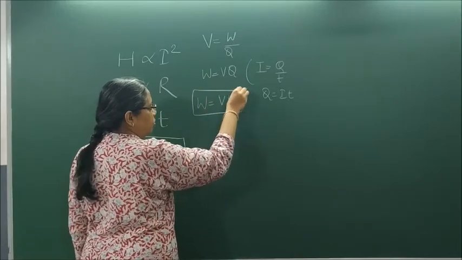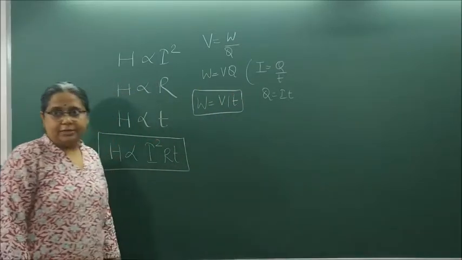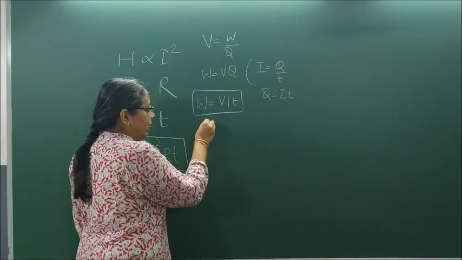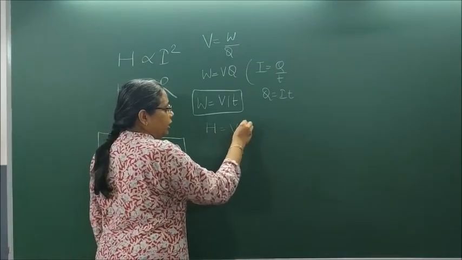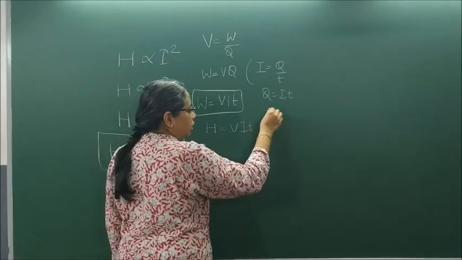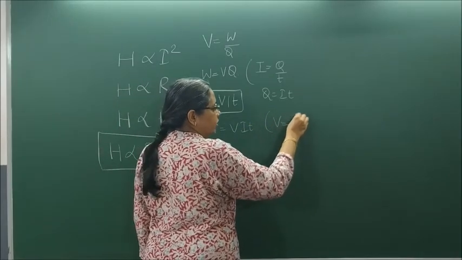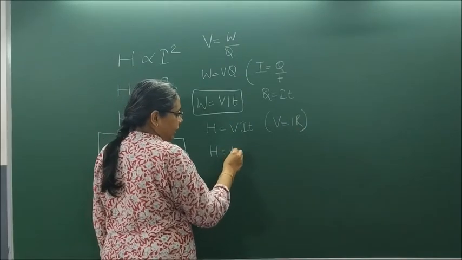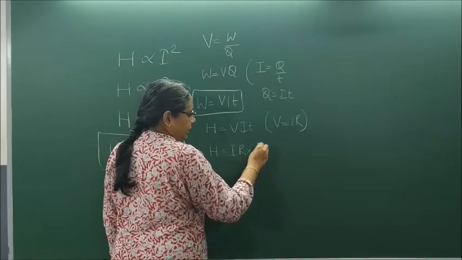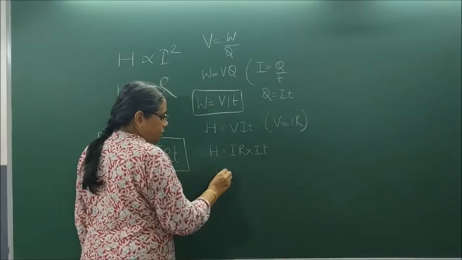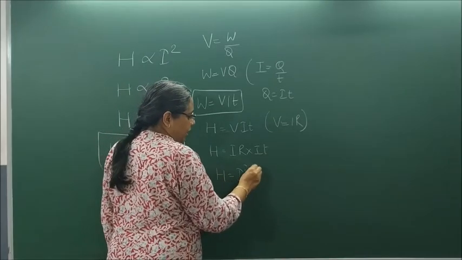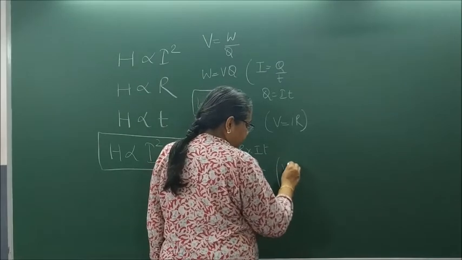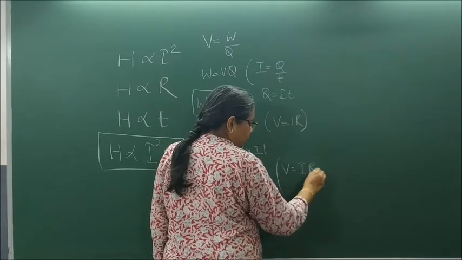This is one form of heat. So work done is nothing but heat energy. So H is equal to what? VIT. Now according to Ohm's law, V is equal to what? IR. So H is equal to IR into IT. So H is equal to what? I square RT. We also know that V is equal to IR.